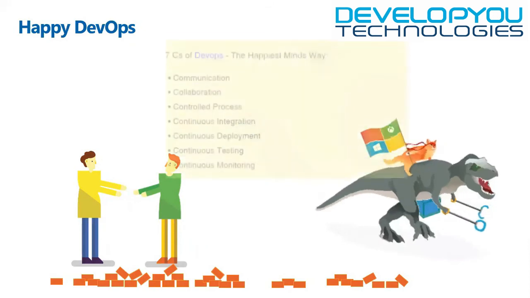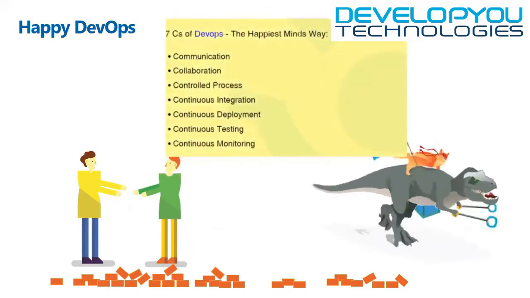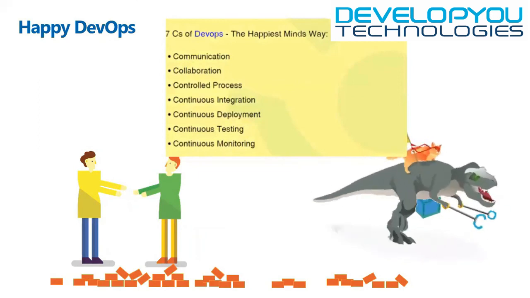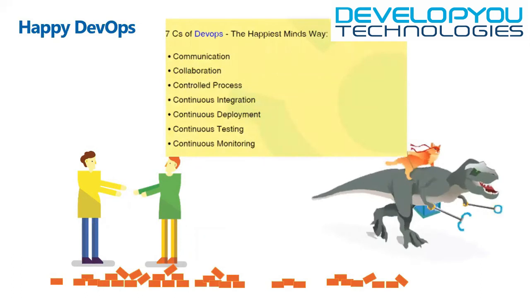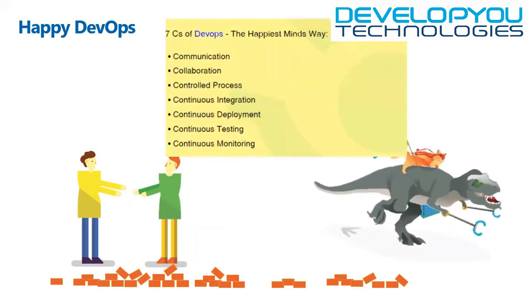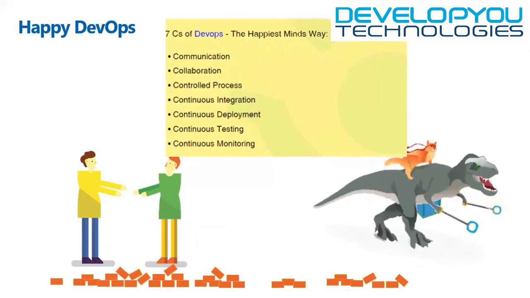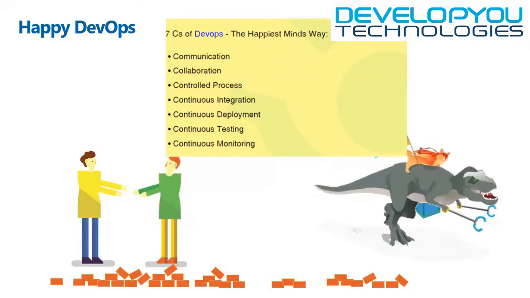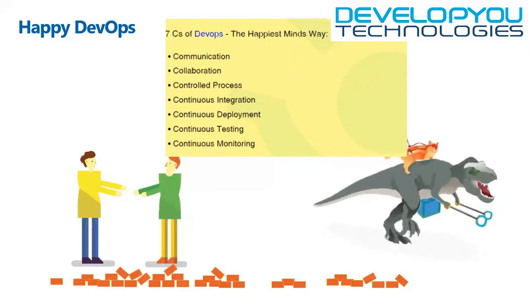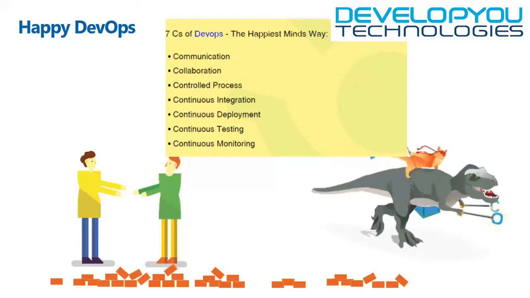So this is how DevOps has 7 concepts, actually: communication, collaboration, control process, continuous integration, continuous testing, deployment, everything. All 7 C's will get the happiest path within seconds. I'm telling you, within seconds. To have all these 7 normally takes minutes, years, or sometimes weeks also. So within seconds it will be done if you have implemented DevOps.